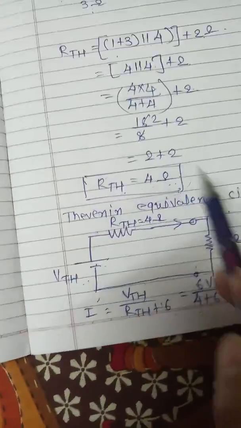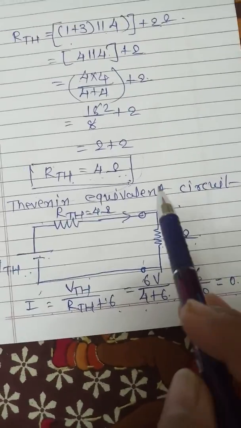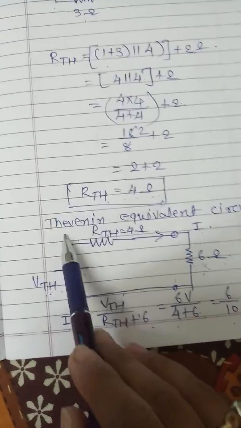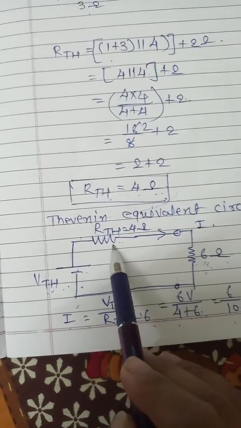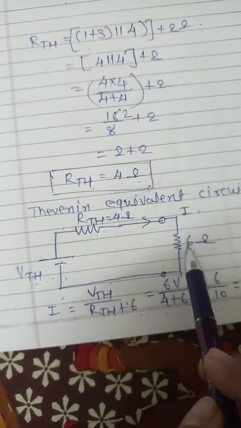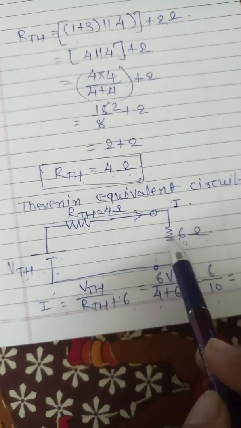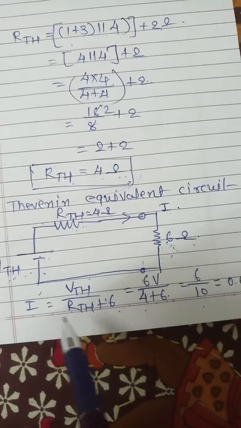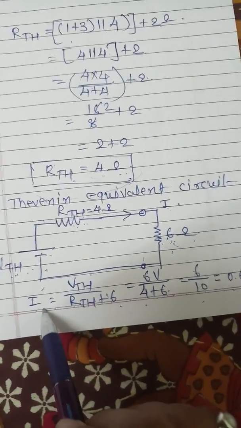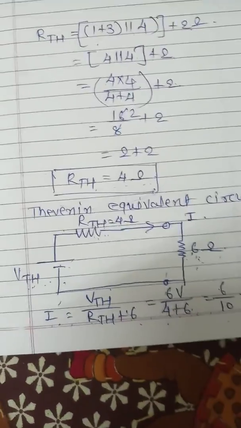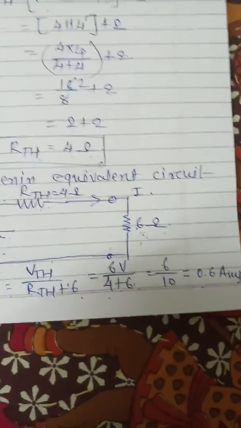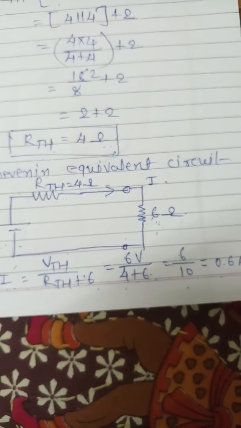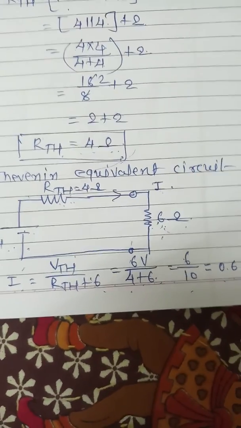Then make the Thevenin equivalent circuit by connecting the Thevenin equivalent voltage source in series with the Thevenin equivalent resistance, and then connect your disconnected resistance again, solve your network, and find out the value of the current I by using Ohm's law, V by R. So you can easily find out the value of the current for the particular element of interest by using the Thevenin theorem.